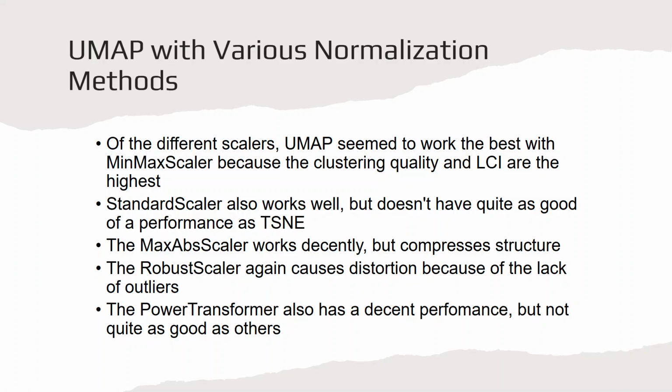As we can see, the robust scaler again causes distortion. The max abs scaler works decently, but it kind of compresses the structure, kind of like the min-max scaler, except a little more extreme. And the power transformer also has a decent performance, but not quite as good as the others in this case.